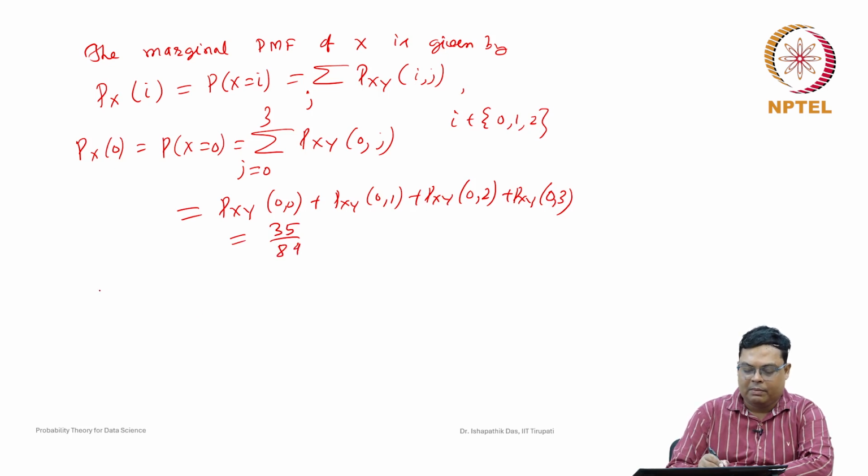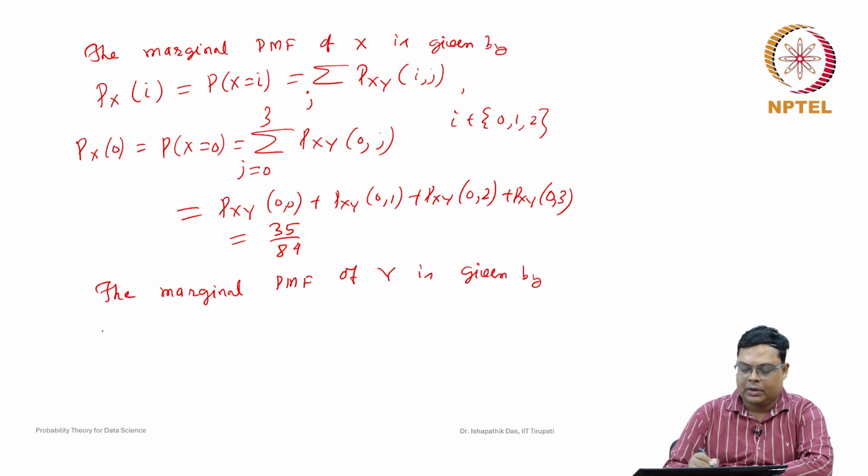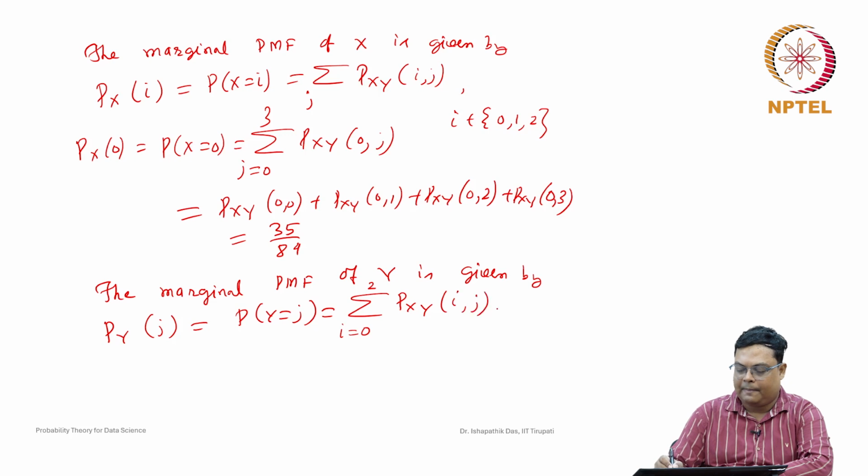Now, what will be the marginal probability mass function of y? The marginal probability mass function of y is given by P of y_j, which is nothing but the probability of y is equal to j. We know that we take the sum over the values x can take, 0 to 2, of Pxy of i comma j, for j belonging to the range of y. The range of y is nothing but 0, 1, 2, 3.